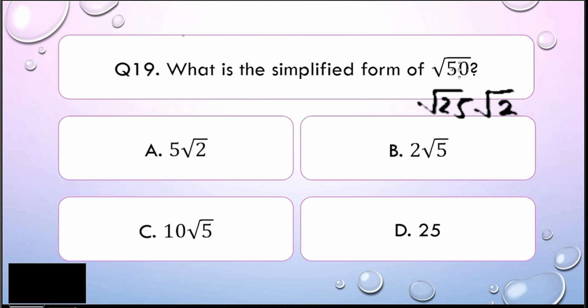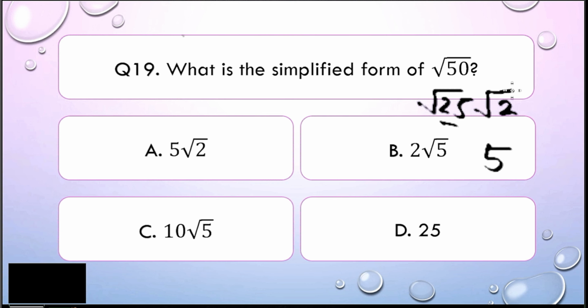Because when we multiply square root of 25 to square root of 2, the answer will be square root of 50. So I hope you got that one. Now, is this the answer? Not yet, my dear math learners, because the square root of 25 here is a perfect square. And what is the square root of 25? Very good. That is 5.